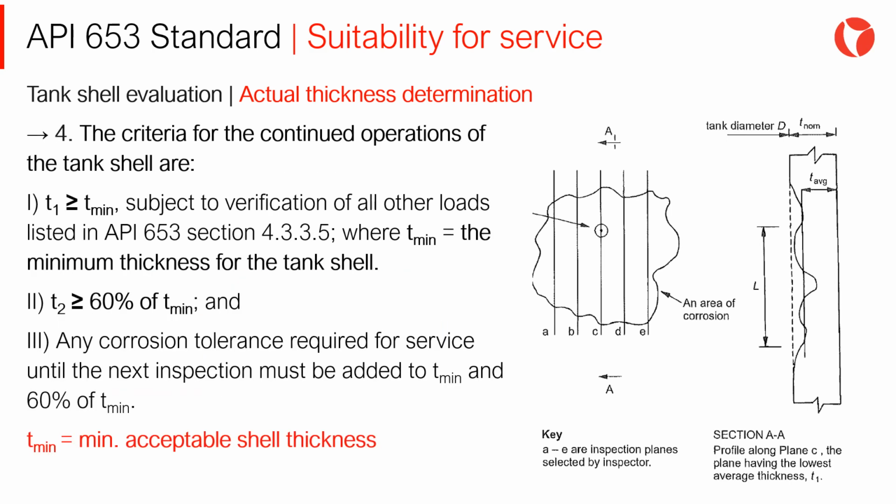Step 4. Criteria for the continued operation of the tank shell are the following. First, t1 must be larger than or equal to t minimum, subject to verification of all other loads listed in API 653, section 4.3.3.5, where t minimum is the minimum thickness of the tank shell. Second verification criterion: t2 must be larger than or equal to 60% of t minimum. And third, any corrosion allowance required for service until the next inspection must be added to t minimum and 60% of t minimum, where t minimum is the minimum acceptable shell thickness that will be calculated later on.